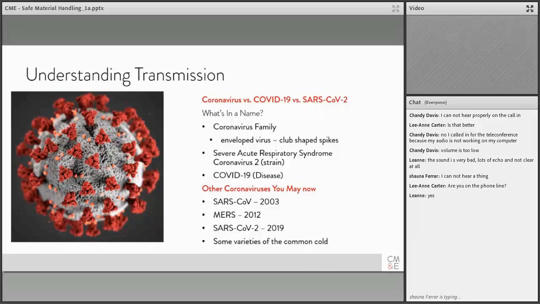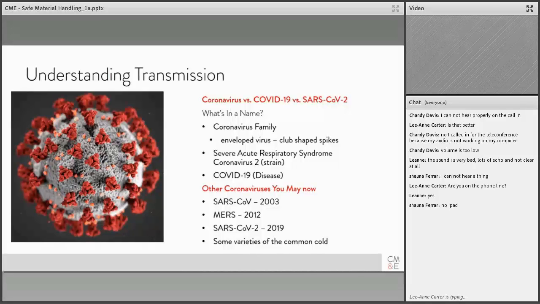In 2012, we experienced another coronavirus pandemic. This coronavirus was the Middle East Respiratory Syndrome. That one had an extremely high fatality rate, but was not nearly as infectious as SARS-CoV-2, and was contained much earlier.